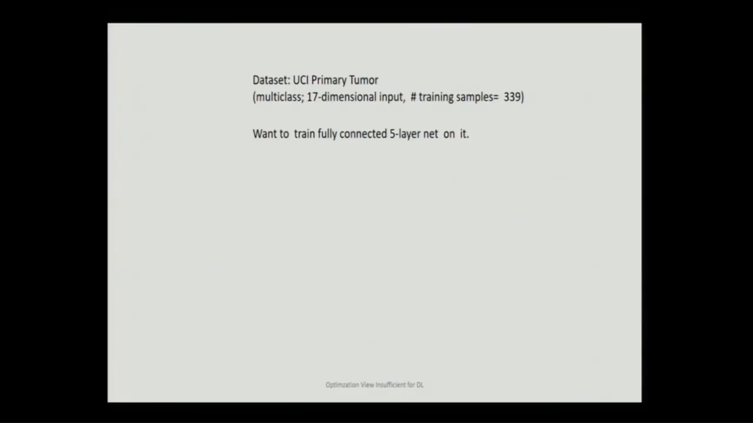All right, so we're going to train a fully connected five-layer net on it. Fully connected means the model I showed you, with those matrices, as opposed to convolutional. So it's something like this. There were these matrices, remember, five layers of matrices. There's an input and output.